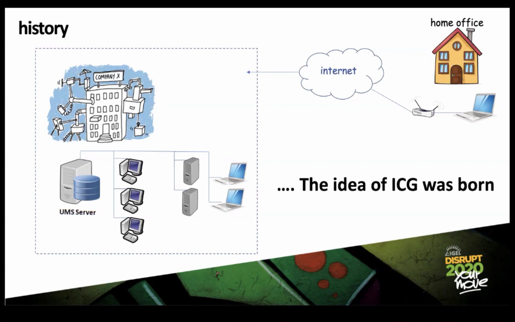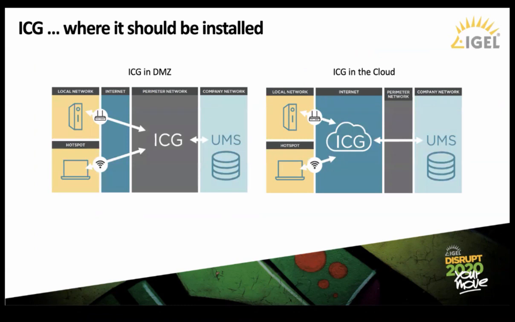Where should the ICG be installed? So two possibilities. At the end, it's somehow the same. It has to be installed in a special network zone, which you normally call the perimeter network or the DMZ, the demilitarized zone, or in the cloud, meaning on someone else's computer. We support all cloud vendors, of course, Azure, AWS, Google Cloud, or wherever. These are the big three players.